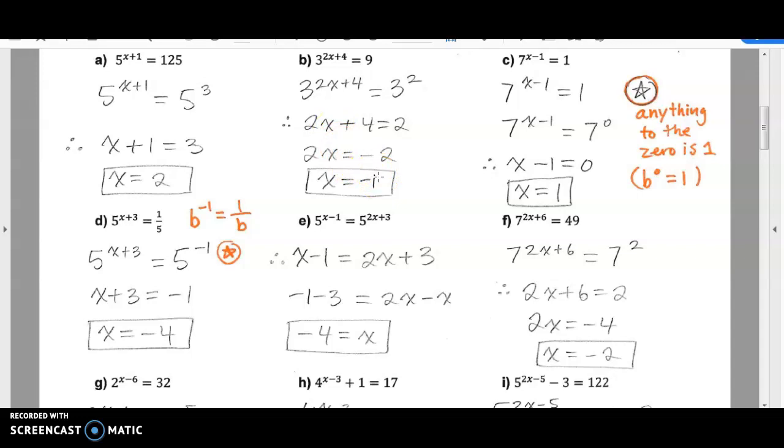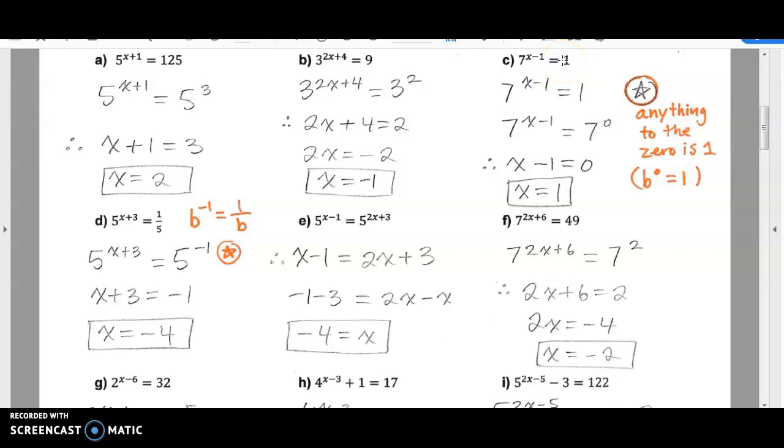Okay, so I guess you could have tricks, if you want to call them that. For example, question C, you have 7 to the x minus 1 equals 1. So now this is pretty tough if you think about trying to express with the same base, because how can you rewrite 7 with a base of 1, or how could you rewrite 1 with a base of 7? So this is, like I said, a bit of a trick. We have to remember that anything to the power of 0 is equal to 1.